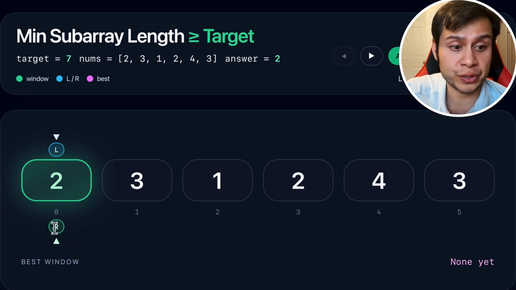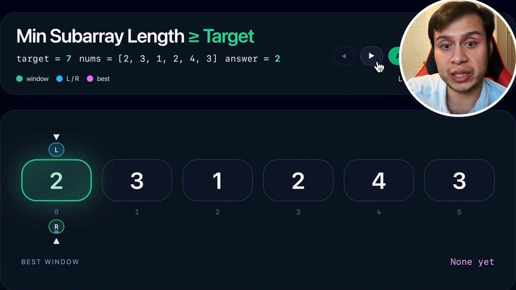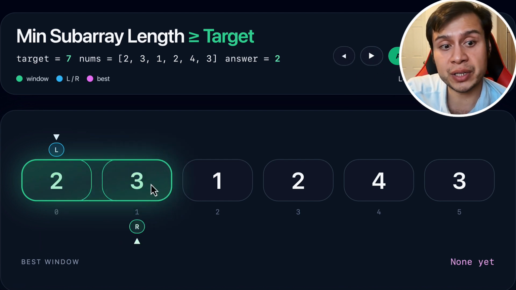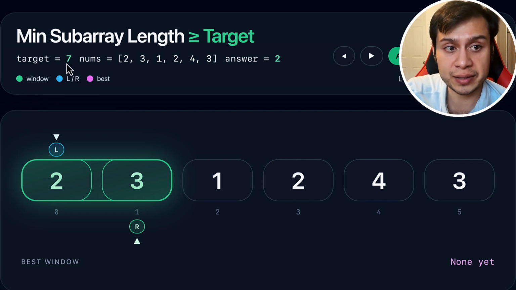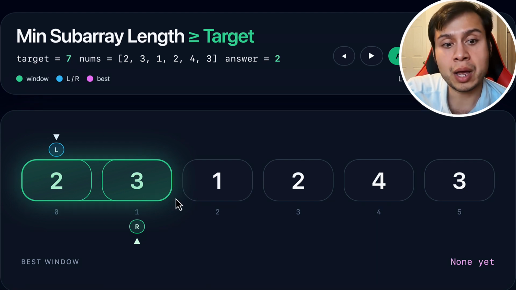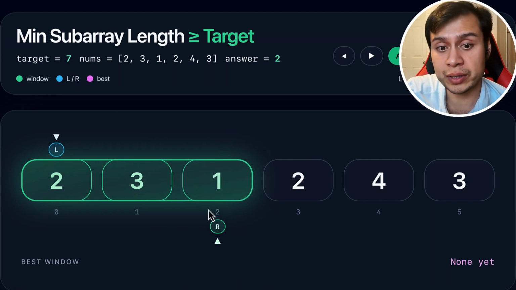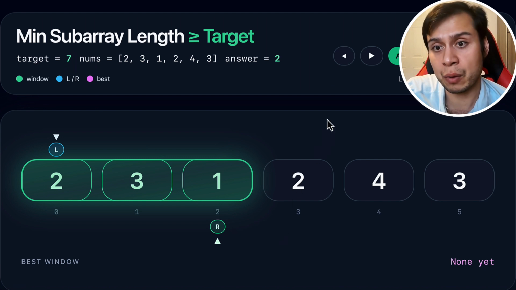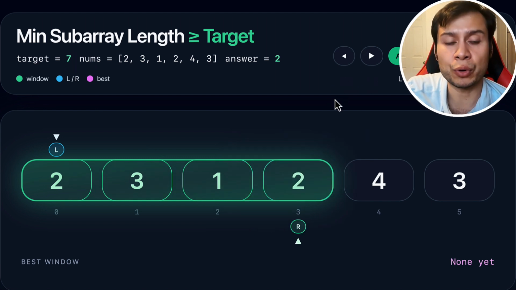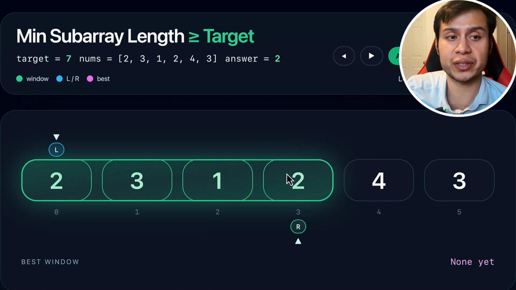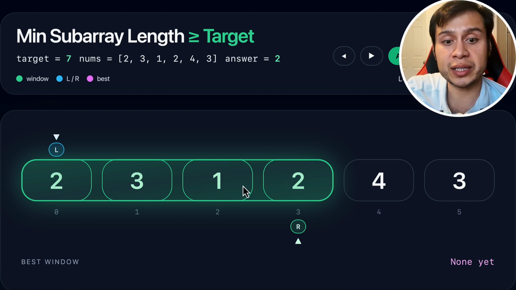We're going to expand using the right pointer by 1. Now we're going to sum these two, which is 5, less than 7, so we're going to expand more by moving the right pointer by 1. Now the sum is 6. 6 is still less than 7, so we're still going to expand the right pointer by 1. And now it's more than 7. So we found our first subarray, which consisted of 4 elements. So that's the first size, 4.